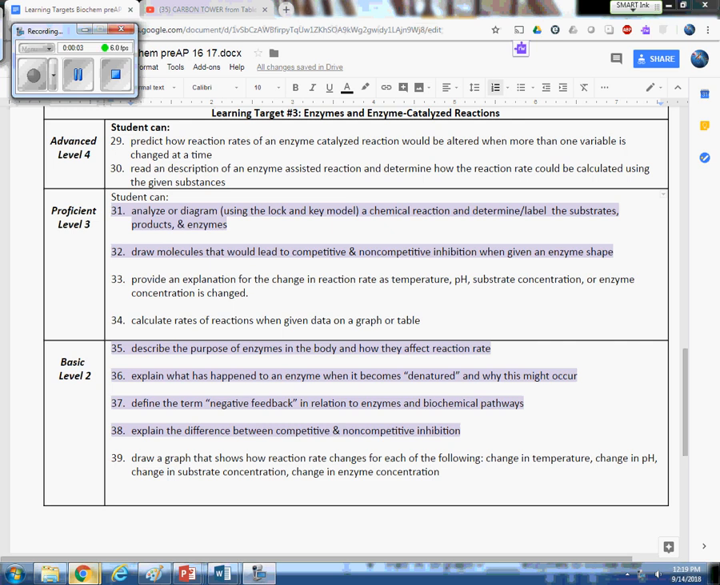This is the last lecture for the unit, so that means that your test is coming up. Let's note the learning targets. The purple ones are the ones that we have learned recently. We've been talking about enzymes. And you guys did a poster.